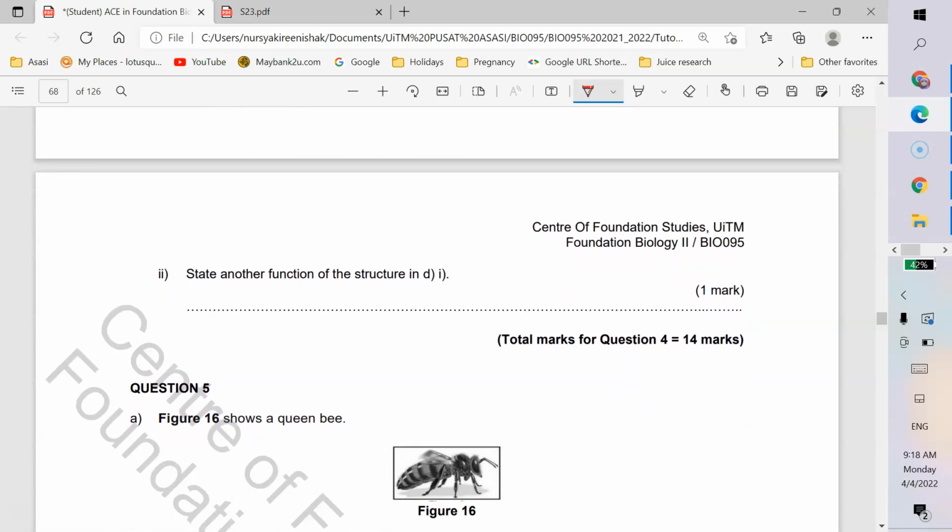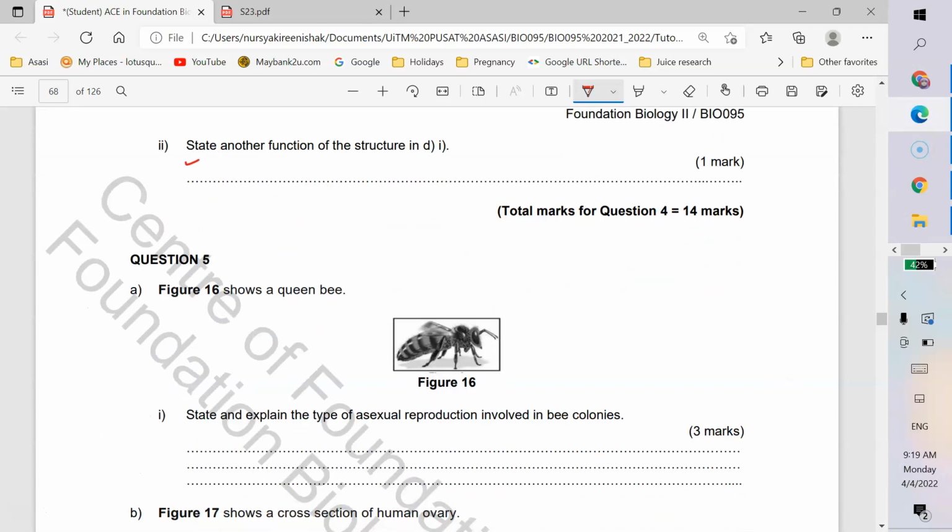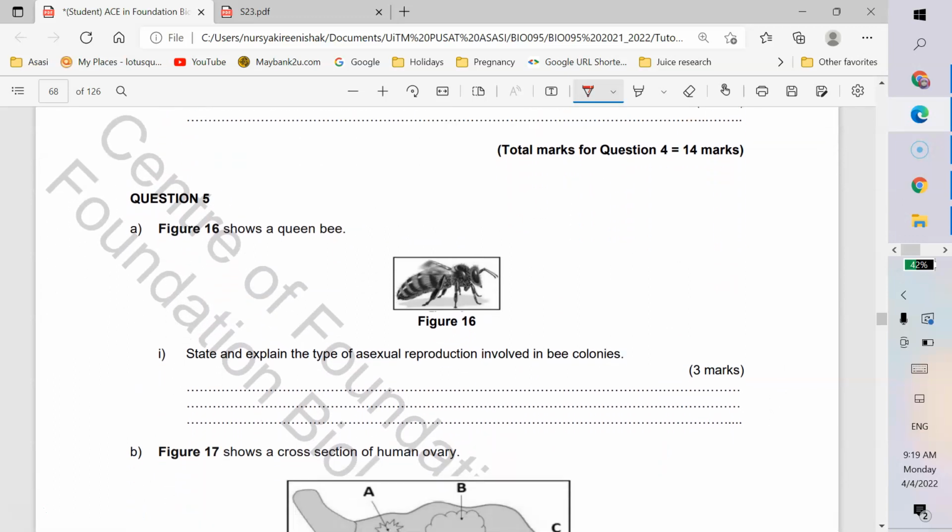Next is Hazim. D2, state another function of the structure in D1. Provide nutrient, oxygen and remove waste of the fetus. Okay, so betul. Okay, dia nak satu markah je. Kalau awak cakap provide oxygen, dah dapat markah dah kan. So provide oxygen to fetus, provide nutrient to fetus, remove waste from fetus, and also exchange nutrients between the mother's blood circulation and the fetus blood circulation. Alright, so next, so thank you tadi Hazim.